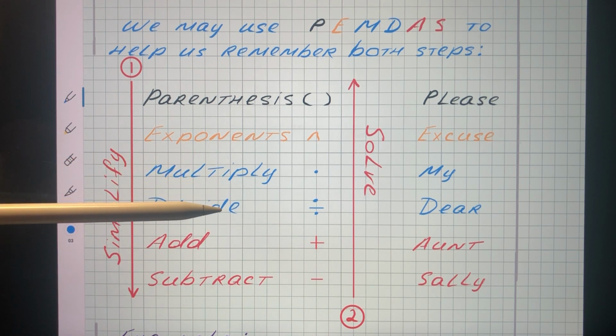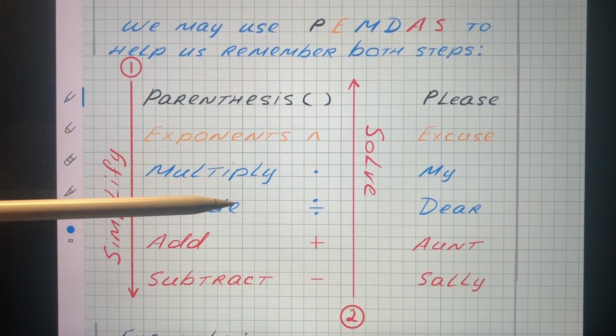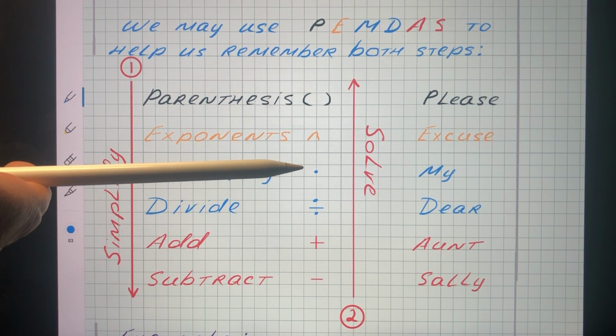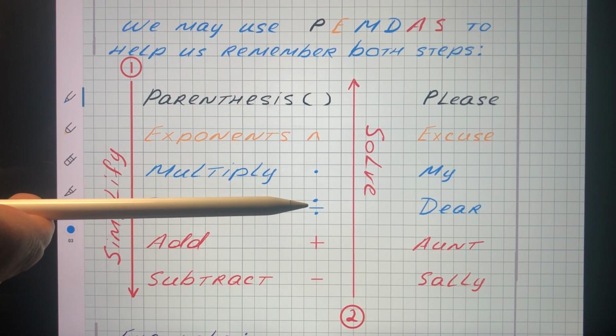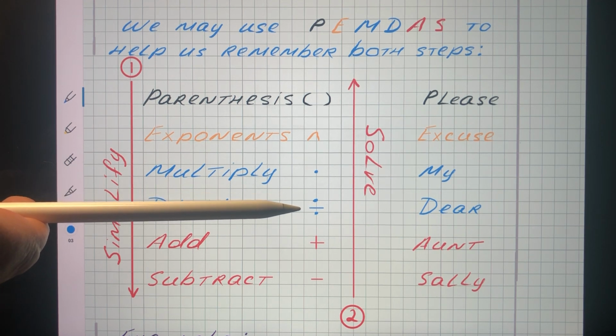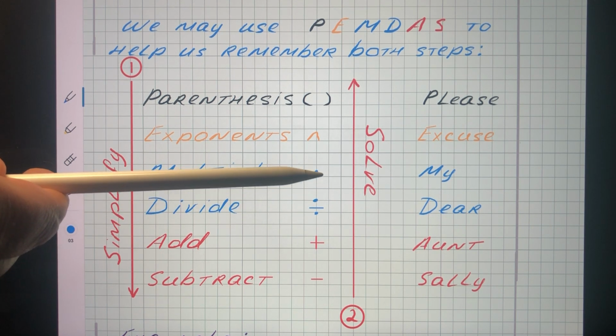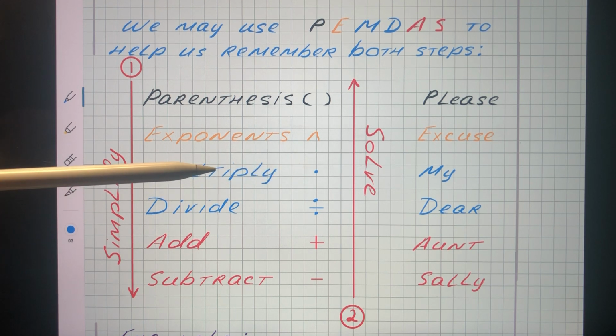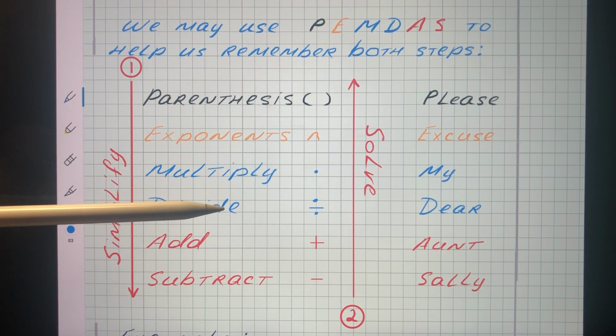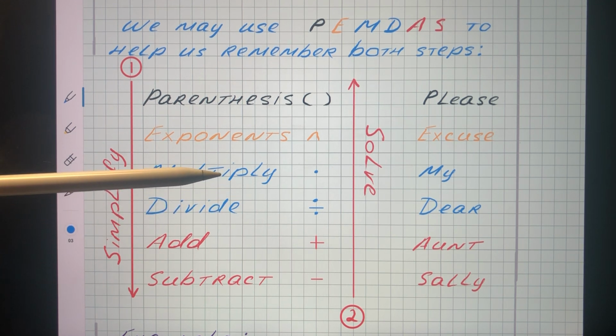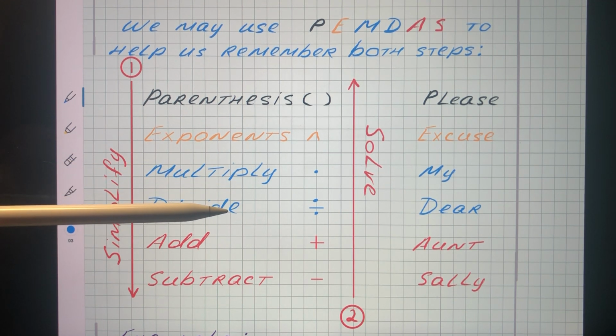Now, multiplication and division are colored the same for two reasons. One, they are inverses of each other. If we have a multiplication, we can undo it using division. If we have a division, we can undo it by multiplying both sides by the same number. They are also colored the same because we can do multiplication and division in any order. We can do division before multiplication or multiplication before division.